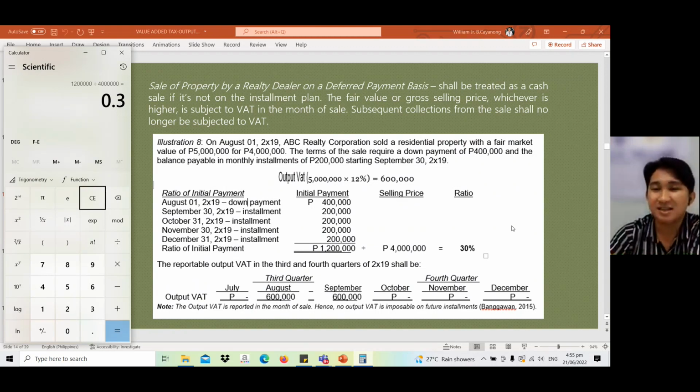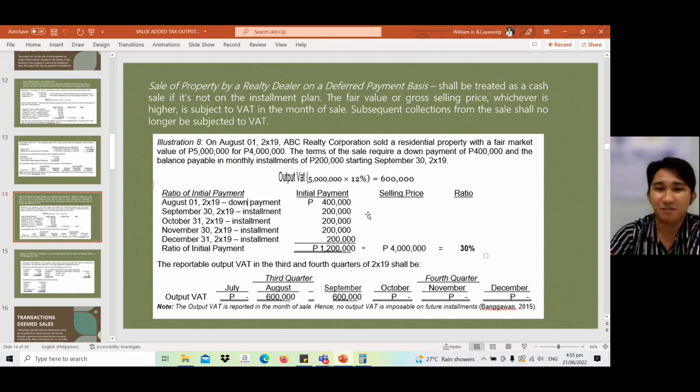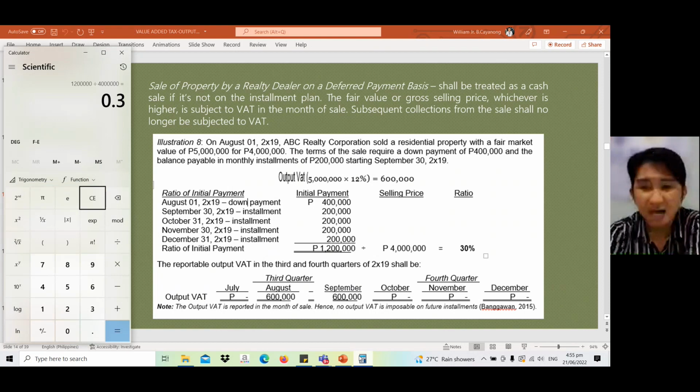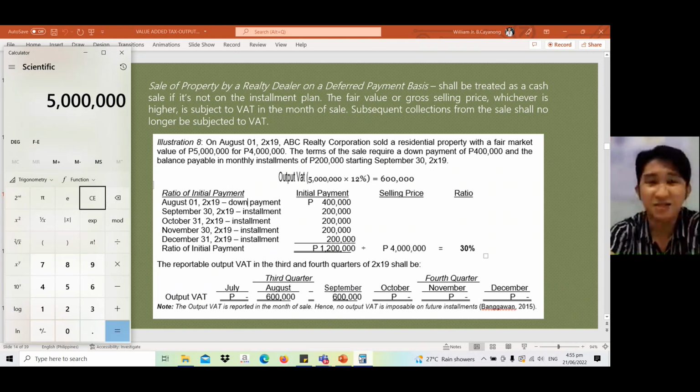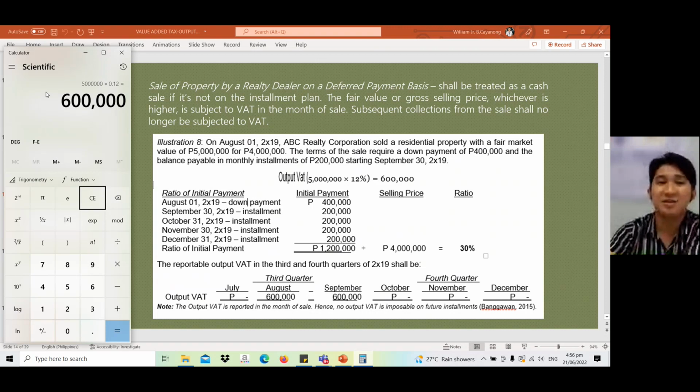Kaya, yung 600,000 pesos natin, paano ba nakuha yung output VAT na 600,000? Ang mas higher kasi is the 5 million over the selling price. Multiply that by 12%, etong 600,000 na to, reported talaga siya agad-agad. Okay? Kung kailan nangyaring sale August, sa August po siya babayaran. Hindi na po siya naka-installment. Kasi nga, 30%. Nag-exceed na po siya.